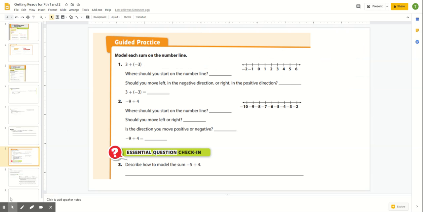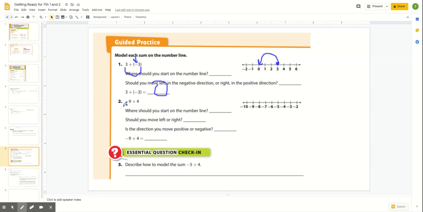Let's take a look at a couple more examples. 3 plus -3, starting point. What am I doing now? I lost $3. I'm going to the left by 3. These are opposites, positive 3, negative 3. They cancel out. Answer is 0.